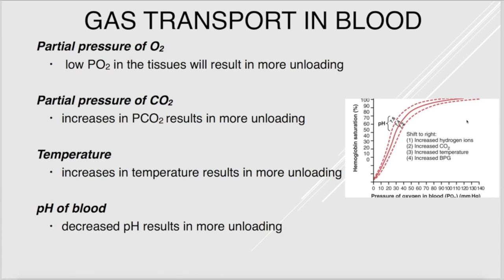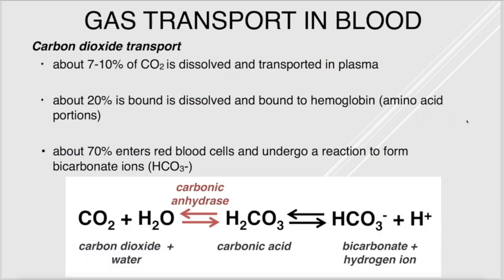And if CO2 is up, again, increased metabolic demands, so more oxygen is unloaded. So the transport of carbon dioxide is a little more interesting. It's more soluble than oxygen, so you'll find around 10% dissolved in plasma. The rest of the CO2 is going to go into red blood cells, and 20% will bind to hemoglobin, not to iron. It binds to the amino acid regions of hemoglobin.